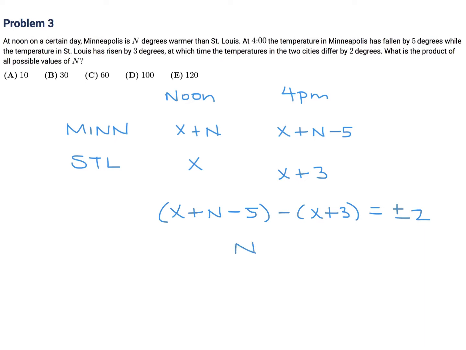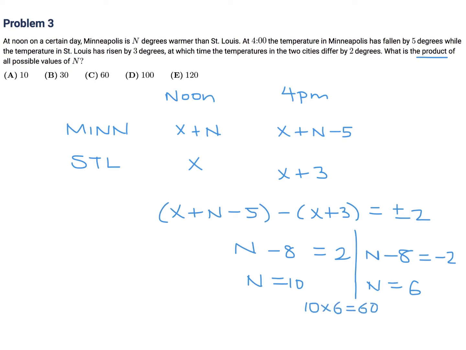All you're left with is n minus 8 is equal to 2, or n minus 8 is equal to negative 2. So solve these, and we get n is equal to 10 on this side, and this one gives me n is equal to 6. So these are the two possible values of n, and they want you to get the product of those two values. So 10 times 6 is the product, and that's 60. So C is the answer for 3.